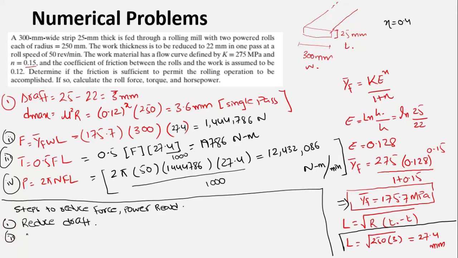So reduce draft, reduce roll diameter. Second way, perform as hot working. You can perform it as a hot working, and yeah, we can reduce the roll speed. It will also reduce the power required.